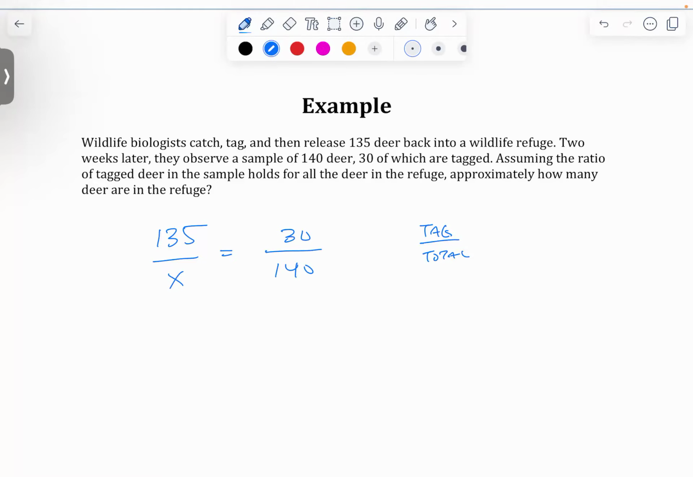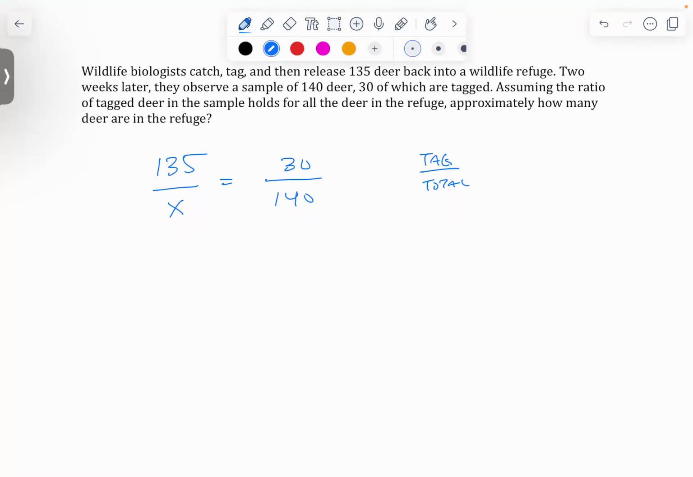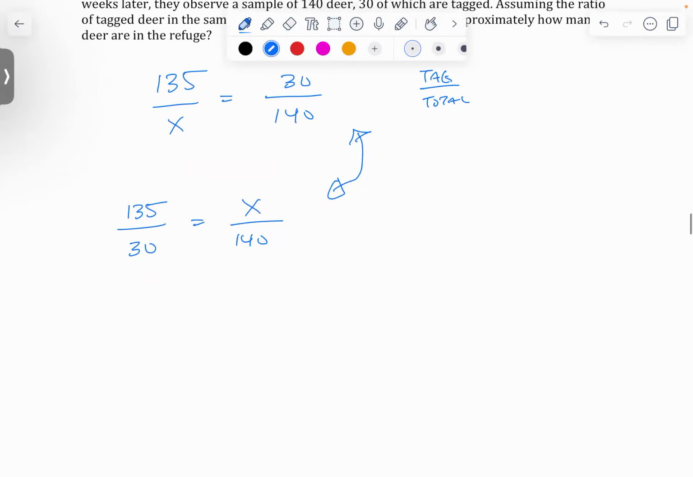And it doesn't matter how you do it. I could set it up like that, or I could set it up as 135 tagged, and then later we saw 30 tagged, set up to an unknown number to 140. Both of these are the same because they will both work out when you cross multiply. So this one, just so you know, is tagged out of total equals tagged out of total. This one I'm setting up as tagged divided by tagged equals total divided by total.